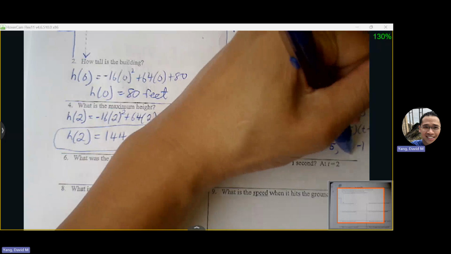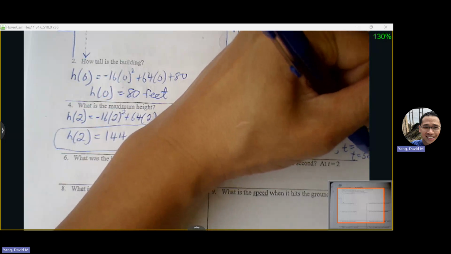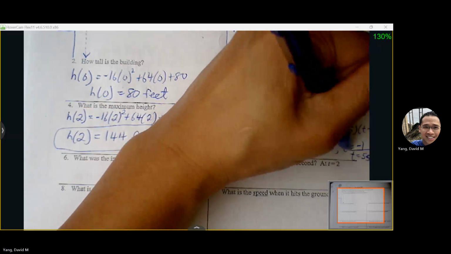So then we can say 5 seconds after the ball is thrown, the ball is going to hit the ground.